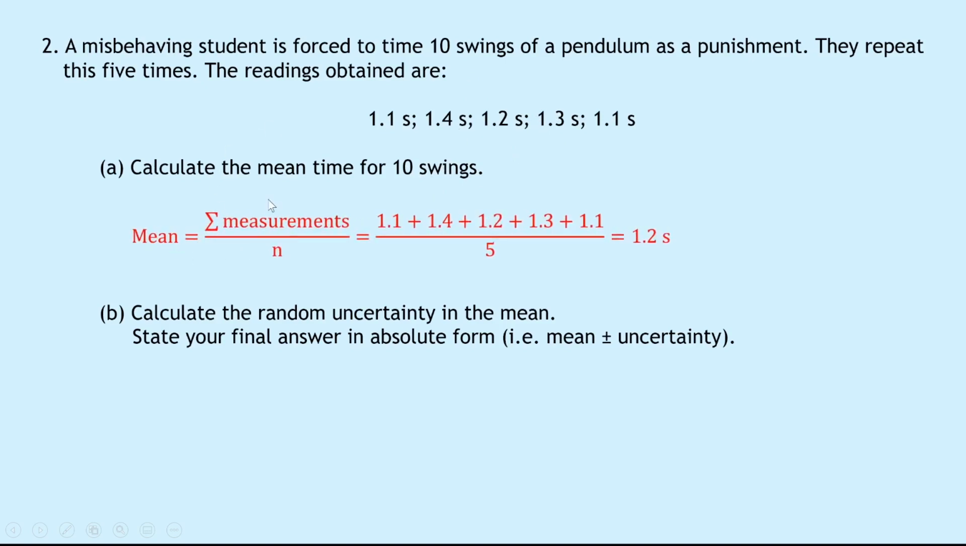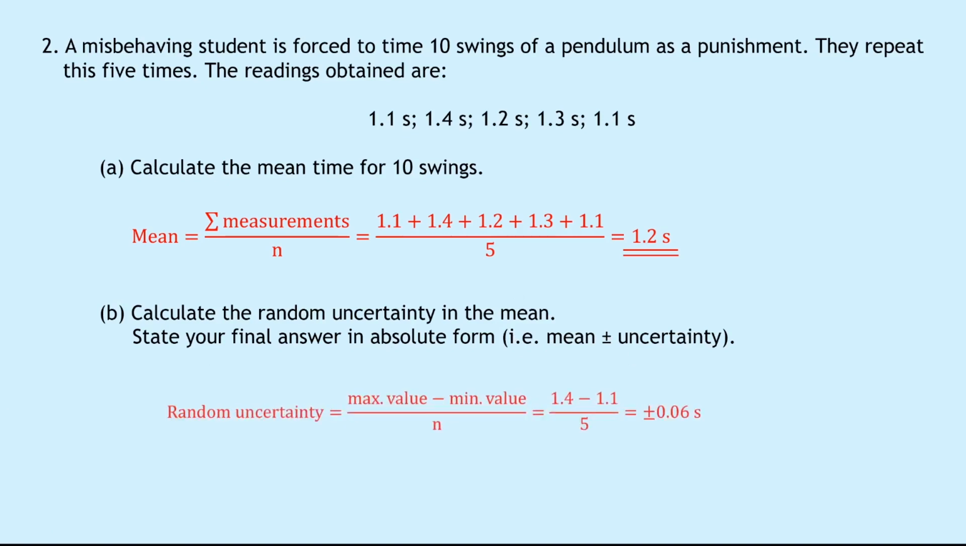So our mean is equal to the sum of the measurements over n. We add them all up and we divide by 5 and we get 1.2 seconds. Part B says to calculate the random uncertainty in the mean and then state your final answer in absolute form. So we need to state it in the form of mean plus or minus uncertainty.